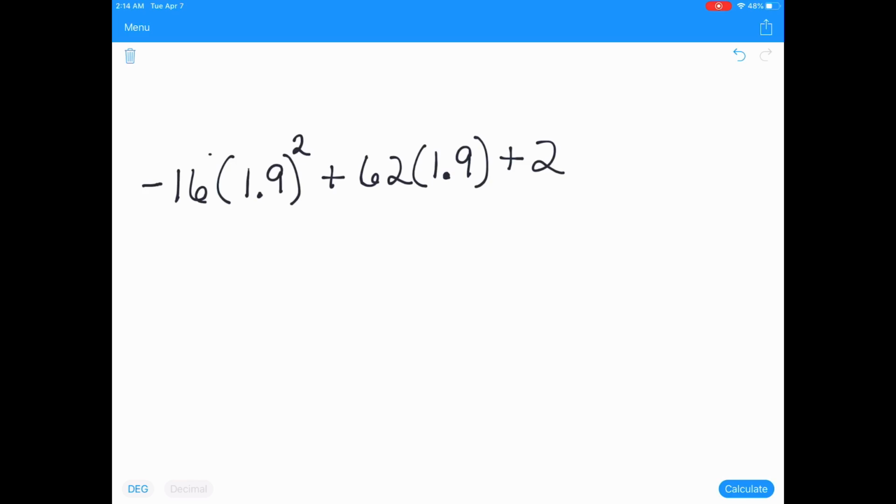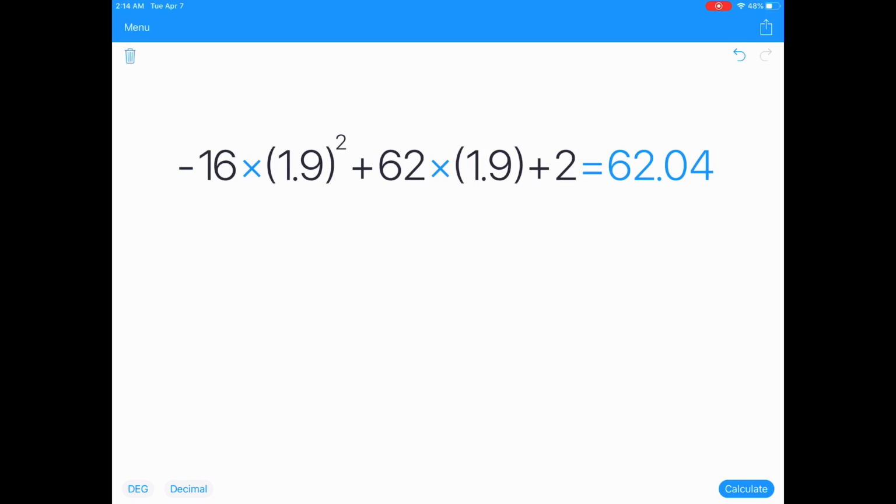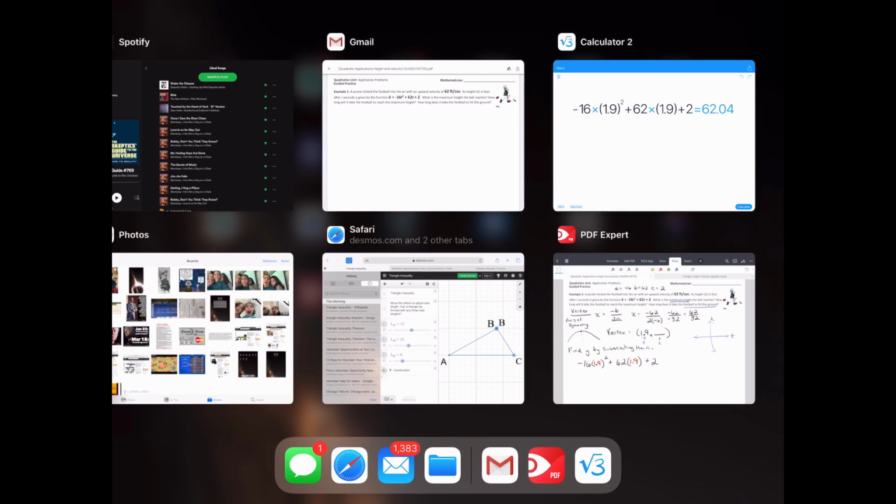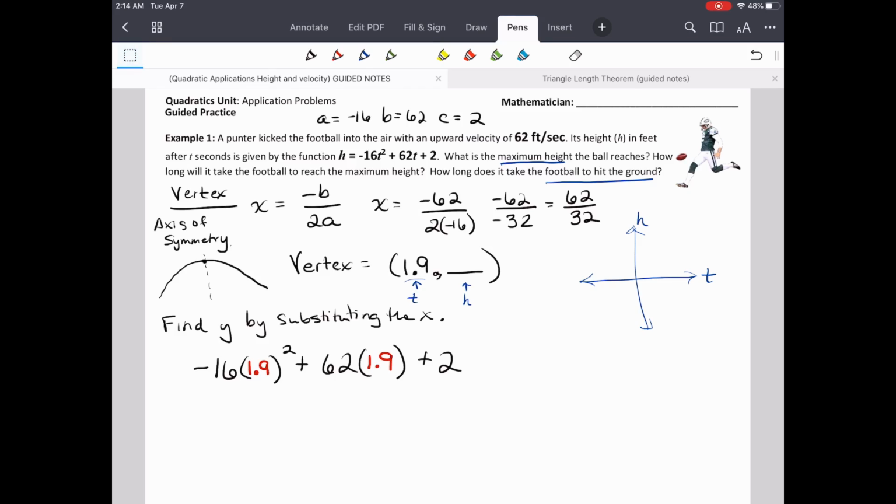Okay, so I went ahead and opened up my calculator app, which will solve it for me, and you can put it in your calculator as well. When I do all that, I got 62.04, so it's around 62.04, and I'm just going to round that to 62. That's our vertex right there. We figured out our t, which is our x, and our height, which is 62 feet. So we just answered one of the questions, which is what is the maximum height of that ball? And that's going to be it, 62 feet right there.